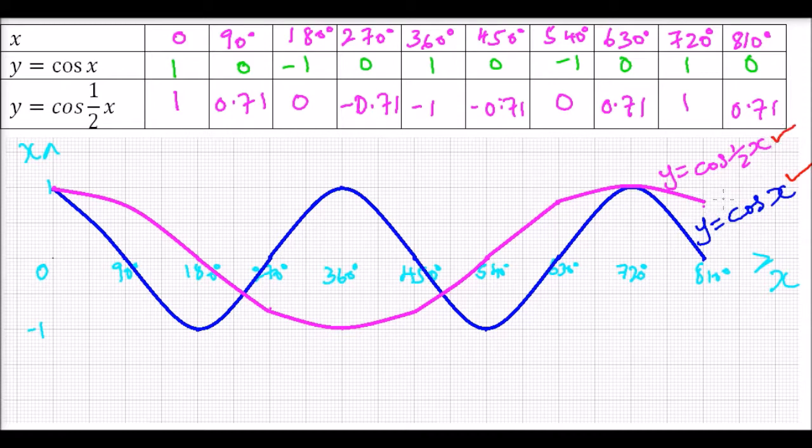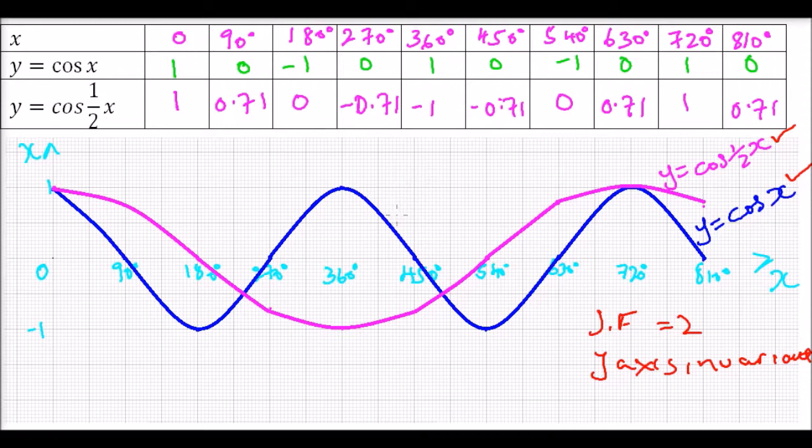So you can see that the two graphs are different, but we can relate them. You can say that you can get the function y equals cos a half x by stretching y equals cos x, stretch factor 2 with the y-axis invariant. So stretch factor 2, y-axis invariant.